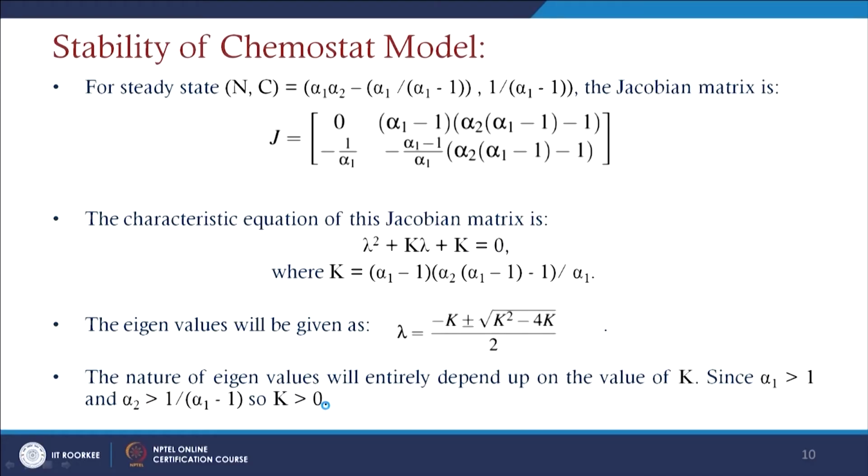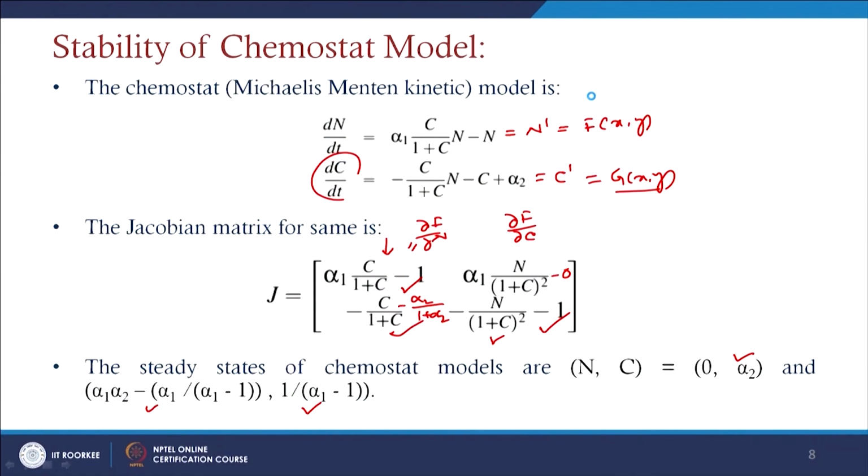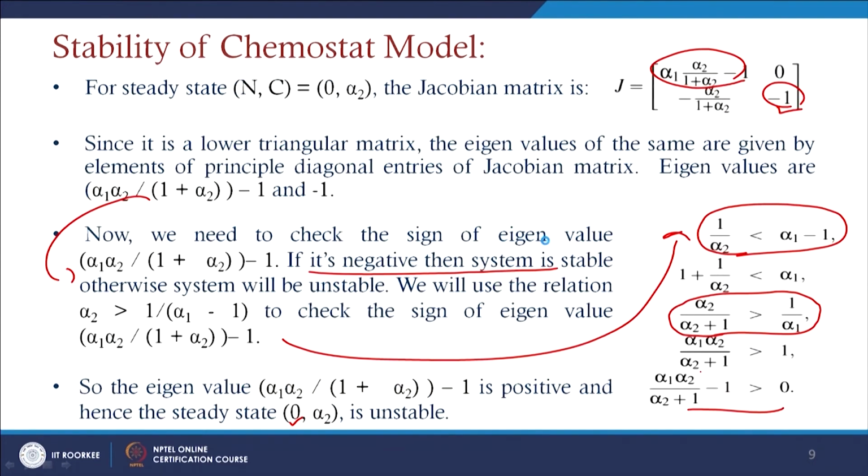So, further if you will just go for the steady-state values, alpha 1, alpha 2 minus alpha 1 by alpha 1 minus 1 and 1 by alpha 1 minus 1. So, the representation of this Jacobian matrix is: alpha 1 c by 1 plus c minus 1 and alpha 1 n by (1 plus c) whole square, and minus c by 1 plus c, minus n by (1 plus c) whole square minus 1. So, all these factors c and n will be replaced by these values here.